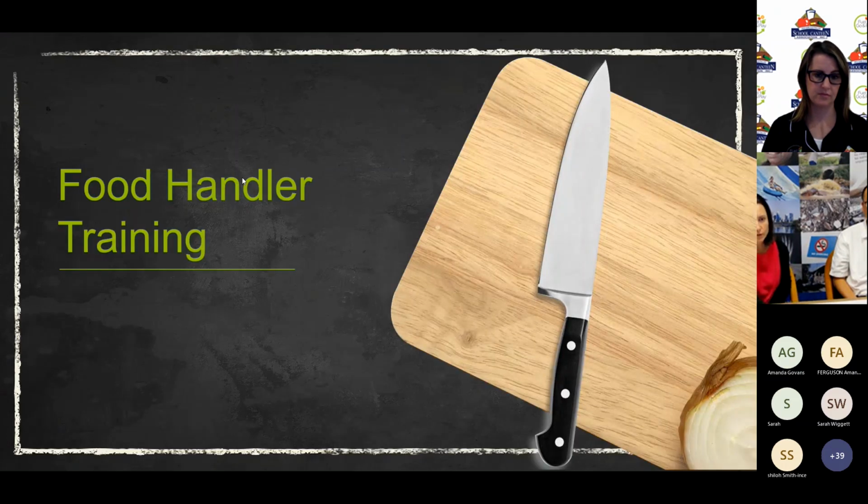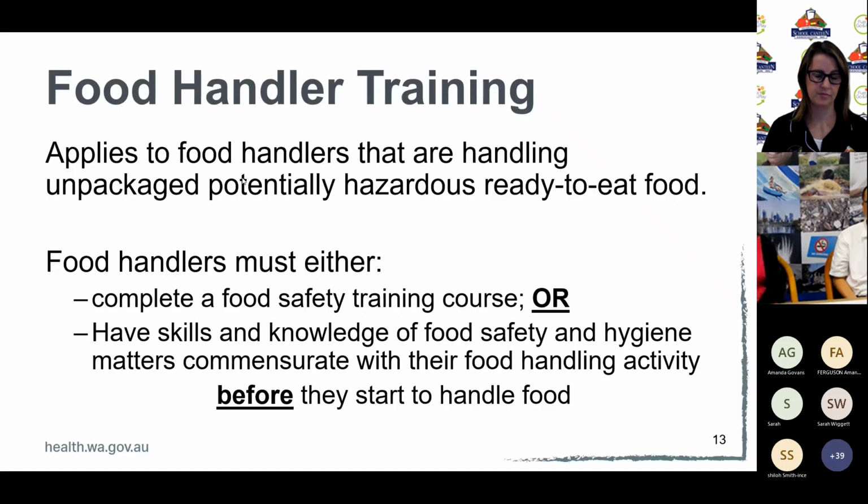So food handler training is the first tool that needs to be implemented. Now, there's already a requirement in the Food Standards Code for food handlers to have skills and knowledge in food safety and hygiene. So this new requirement is really an extension of that and strengthening that by requiring people to have training. It applies to all food handlers that are handling unpackaged, high-risk, ready-to-eat foods. They need to have either completed a food safety training course, or there's an alternative way of complying, and that is to have skills and knowledge of food safety and hygiene matters that are relevant to their specific food handling activities. Now, these requirements must be met before they start to handle food. That is from the 8th of December this year.